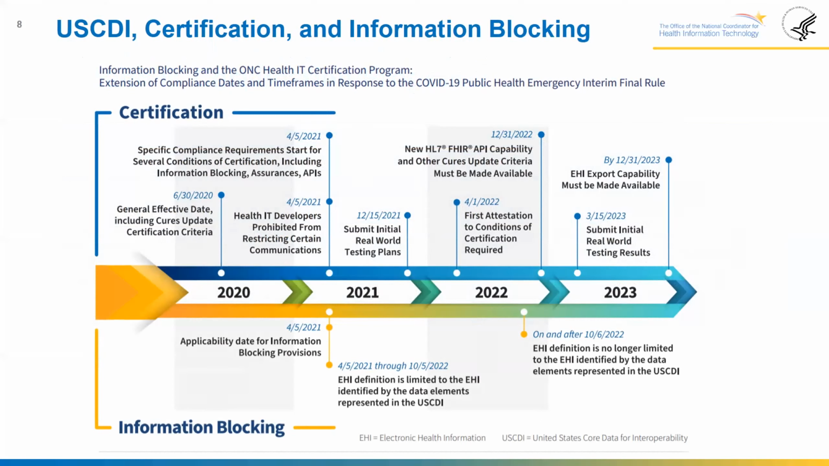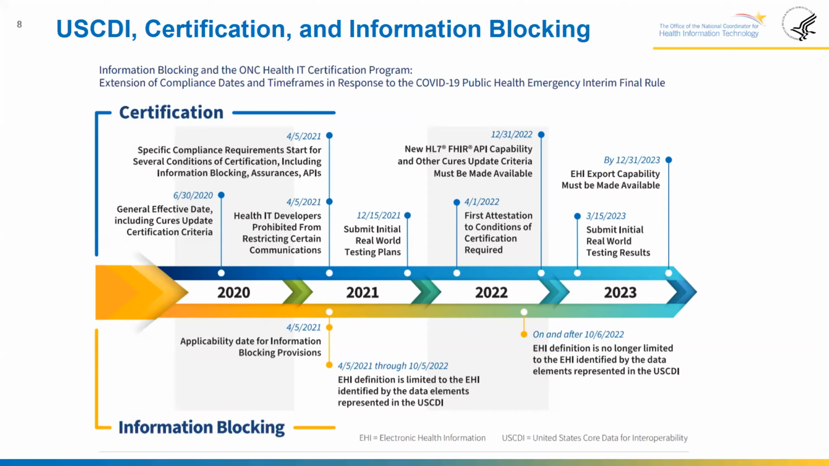This timeline outlines several key dates related to USCDI and SVAP, as well as to information blocking and electronic health information. The first date is the effective date for the Cures update criteria, or June 30th of 2020. What this means is that developers at that time could begin certifying or updating their health IT modules to the 2015 edition Cures update criteria, and a small number of health IT developers have already done so.